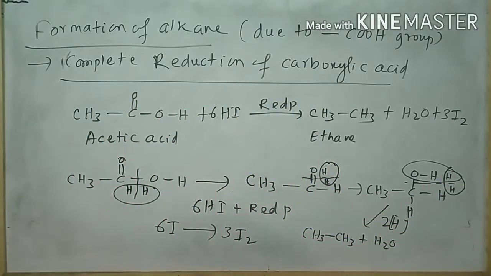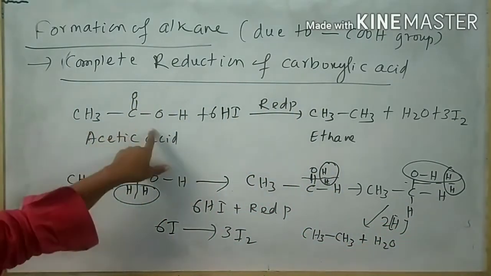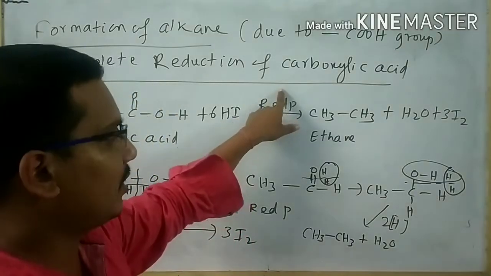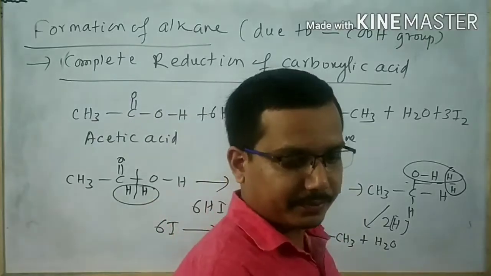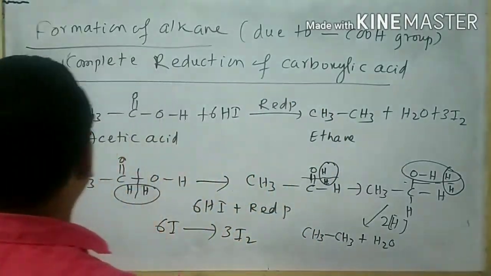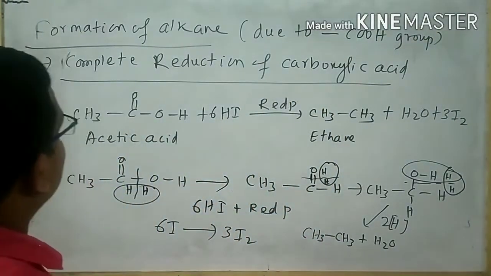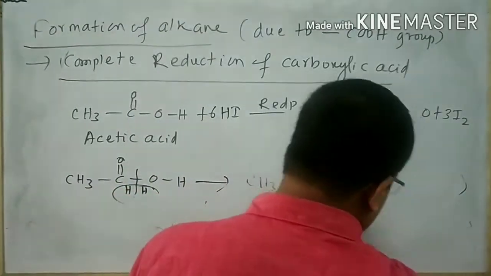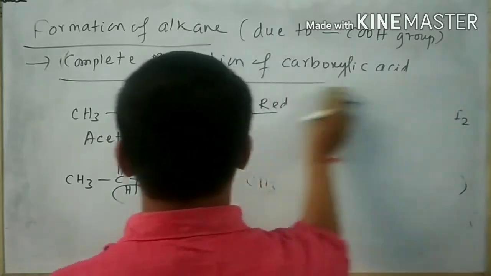Then what will be the statement for this reaction? When acetic acid undergoes reduction with HI in the presence of red phosphorus, then ethane is formed. Take another method of preparation for the formation of alkane, that is the decarboxylation of salt of carboxylic acid.